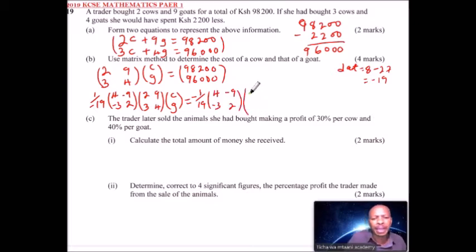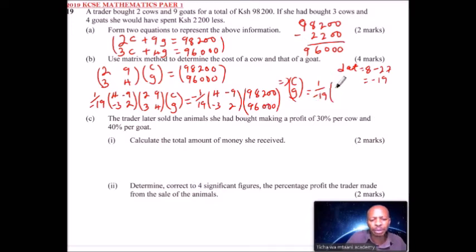Then we multiply by 98,200 and 96,000. What we know from the matrix is, if we multiply the matrix by its inverse, we will be left with the identity matrix. So it means that here we will have C and G. Then we multiply, we can say this is 1 over minus 19. We multiply 4 times 98,200 plus minus 9 times 96,000.